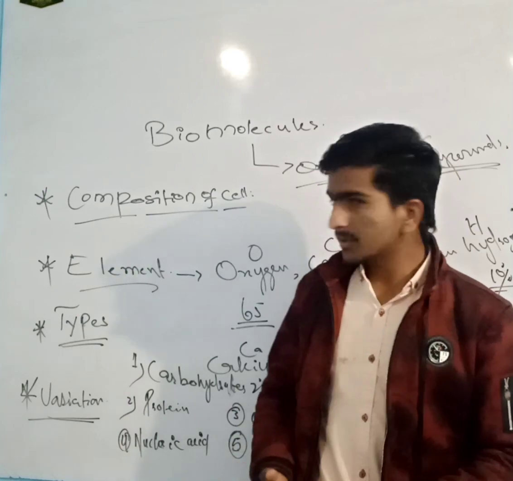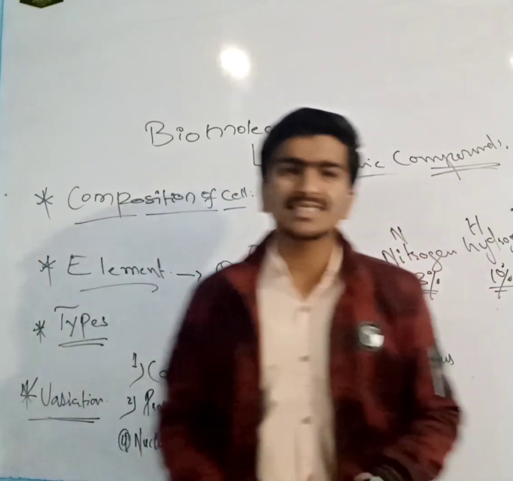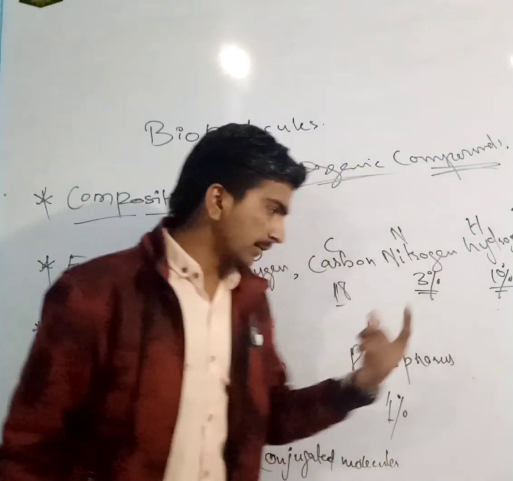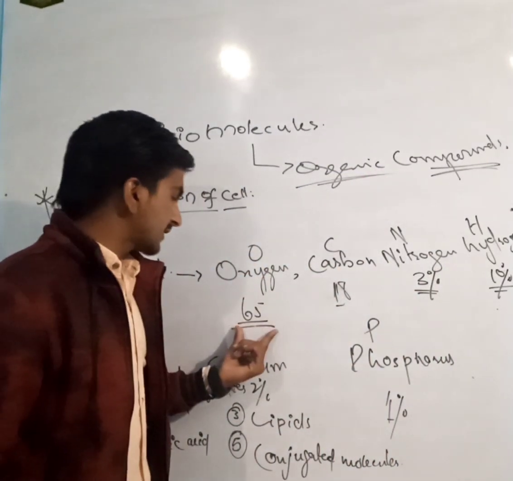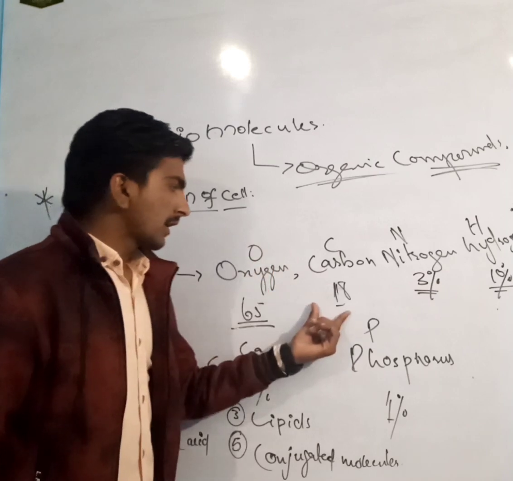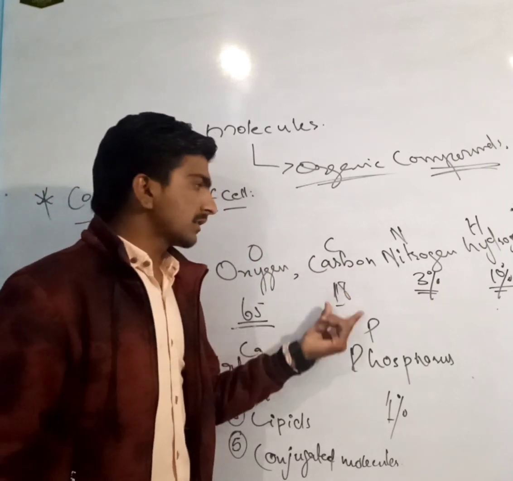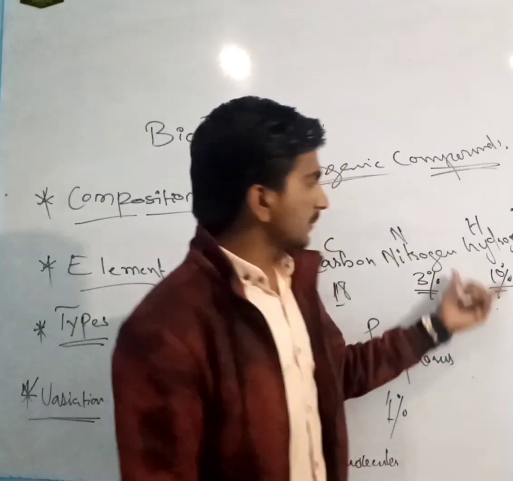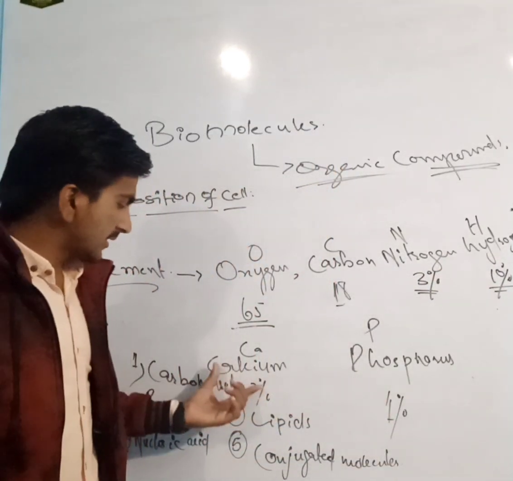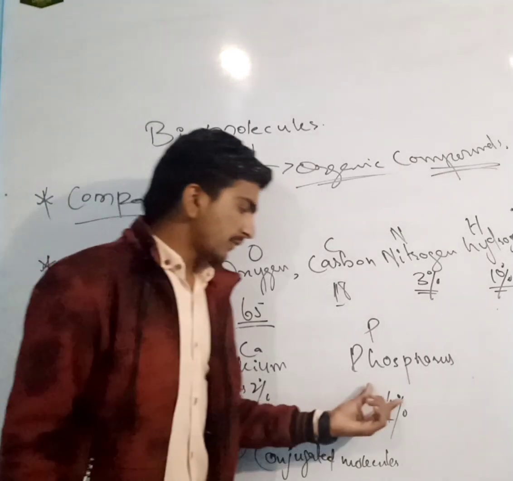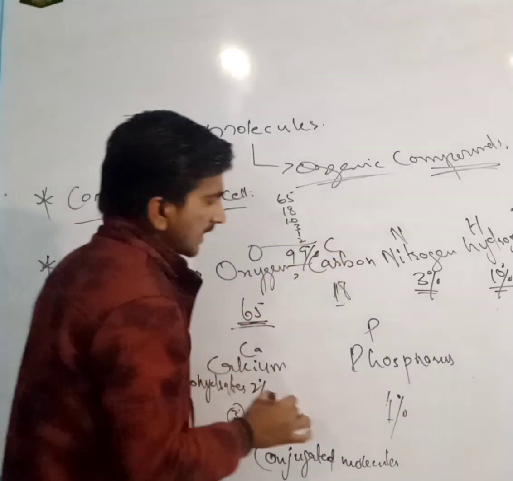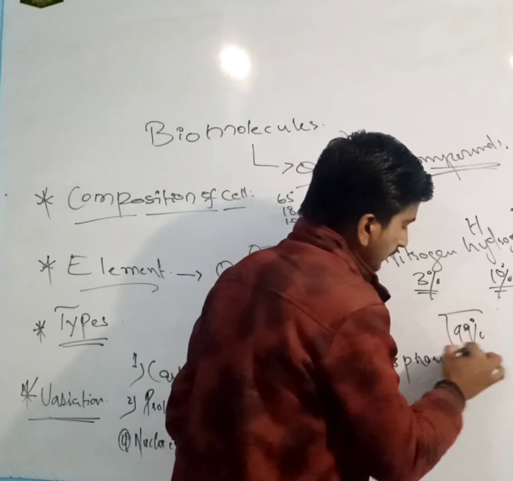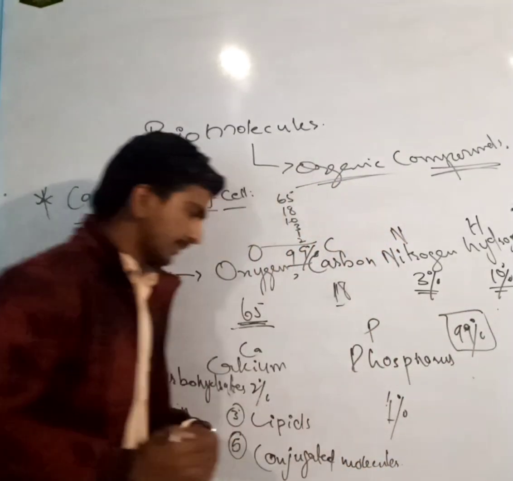After that, the elements by which biomolecules are made: there are 6 elements of which our body and our biomolecules are made up. First is oxygen, which is 65% O, carbon, which is 18%, symbol is C, nitrogen with 30% N, hydrogen is 10% with H, and calcium is with 2%, phosphate means 99%. 99% of the molecules are made up of these 6 elements.